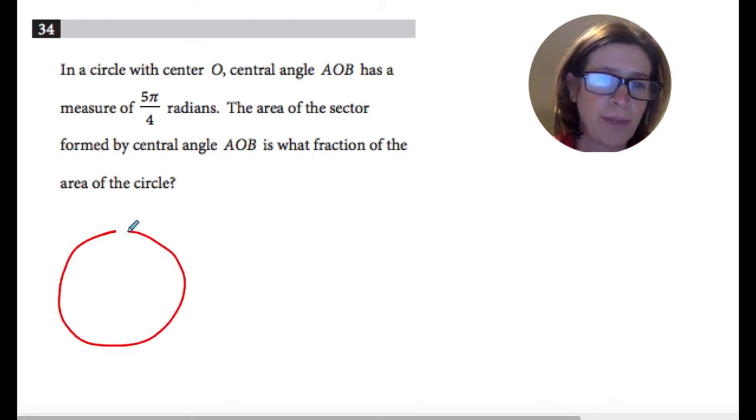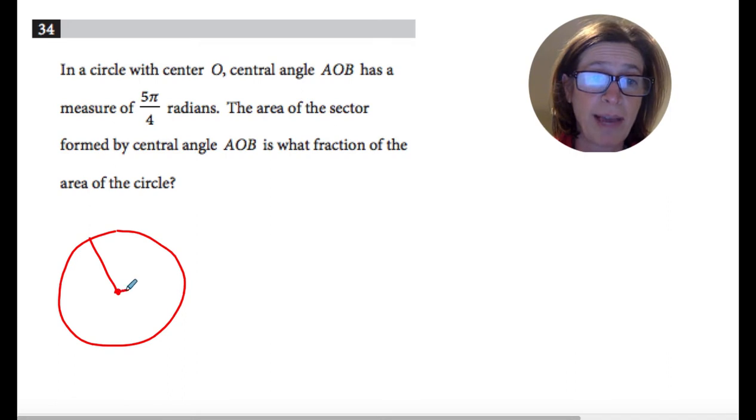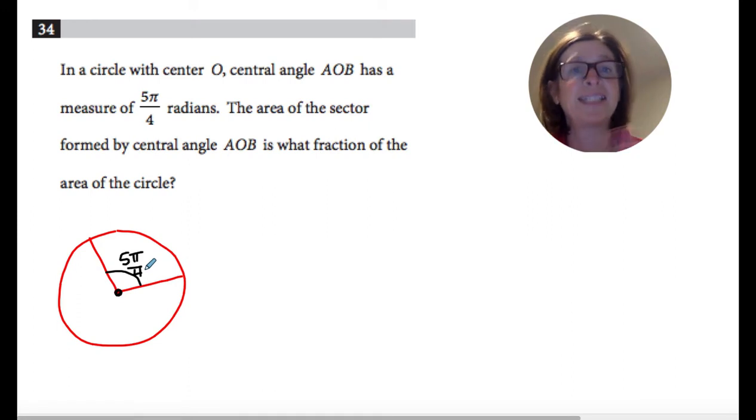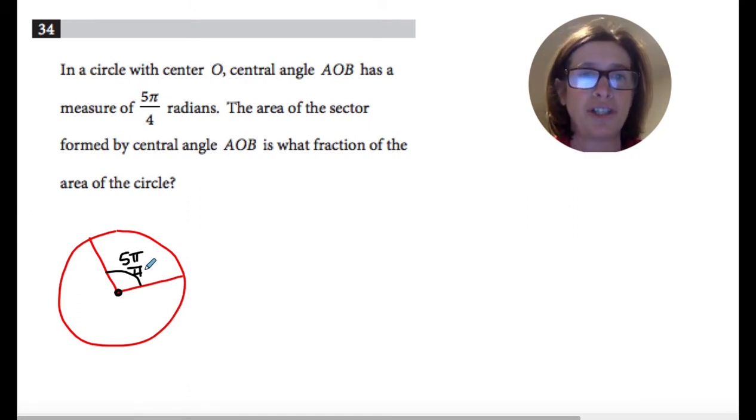We have a circle, and we have this central angle. A central angle is an angle formed at the center of the circle, so the center is the vertex. This central angle here is 5 pi over 4 radians. Now, if you haven't learned about radians yet, this would be a little more challenging, but it's still something you might be able to do.